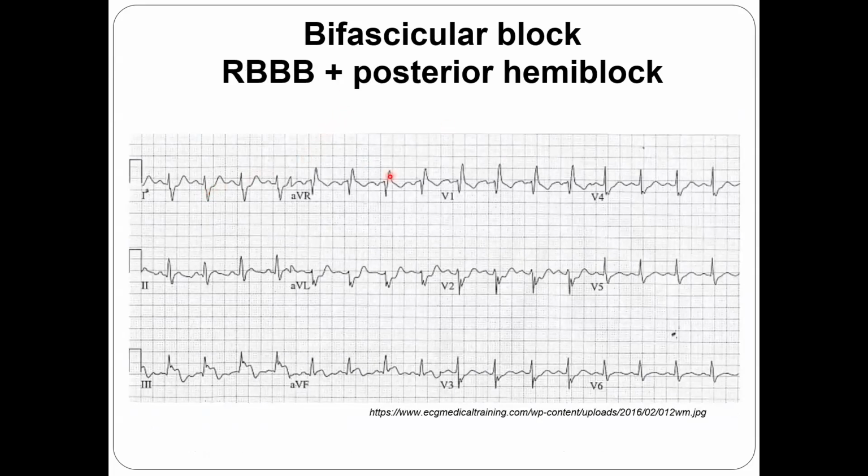Okay, similarly, as you see here in V1, a typical sign of the right bundle branch block. The last part of the S wave is very wide in lead number 1. Okay, good. So that's a right bundle branch block. And in the axis, lead 1 is negative, so there's a posterior hemiblock. This is what is called bifascicular block.